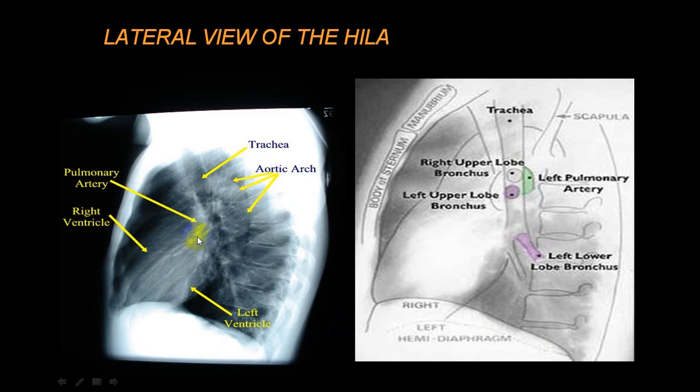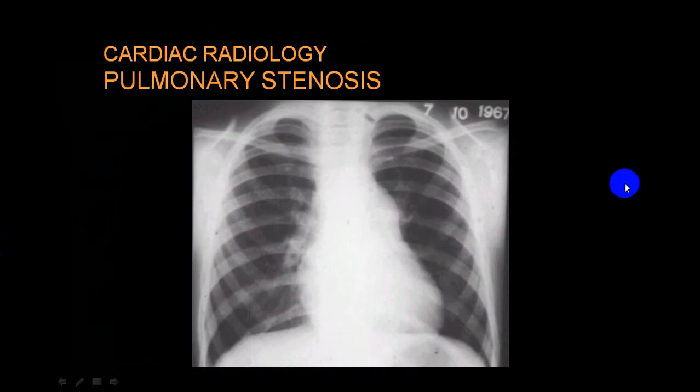And this will be in a lateral view. This is a pulmonary artery, this is the right ventricle, and the posterior part is the left ventricle. So this is the left upper lobe bronchus, this is the right upper lobe bronchus, this is the left pulmonary artery, this is the lower lobe bronchus. If you can identify, well and good, you will see a scapula somewhere here. This will be the trachea, and this is the aortic arch. So try to identify those structures.